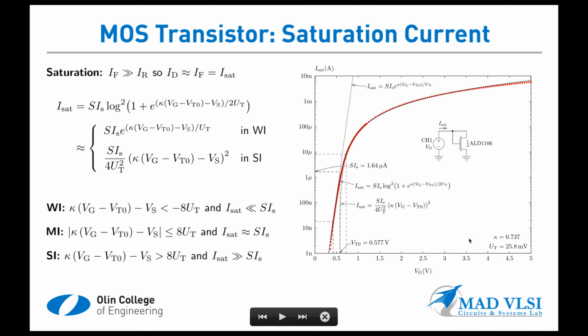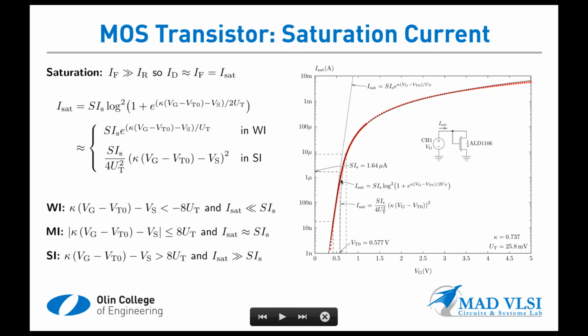So here, kappa from the best fit model turns out to be about 0.737, which is pretty much what we said it would be when we talked about weak inversion operation. And the threshold voltage that it found was about 0.577 volts. Threshold current, IS, is about 1.5 microamps.